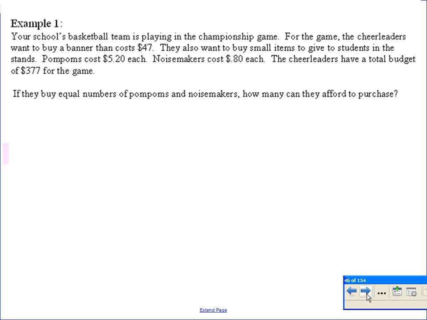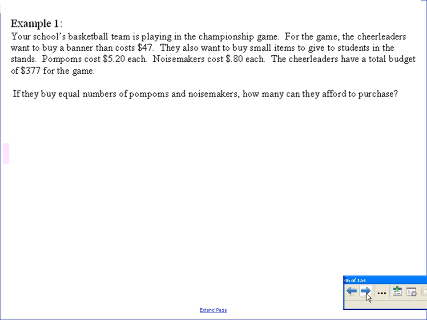All right, so here's the word problem. It says your school's basketball team is playing in the championship game. For the game, the cheerleaders would like to buy a banner that costs $47. Not sure why they want a banner that is that expensive. They also want to buy small items to give to their students in the stands. Pom-poms cost $5.20 each. Noisemakers, those are fun, cost 80 cents each. And the cheerleaders have a total budget of $377 for the game. We need to set up an equation, and it so happens to be a multi-step equation. Very convenient, huh? To lead into this lesson.